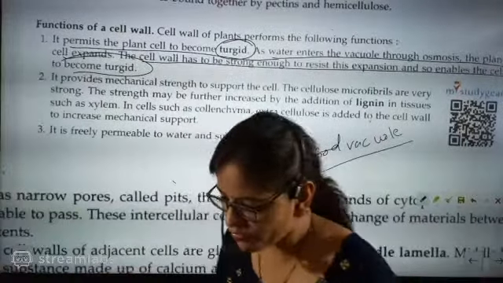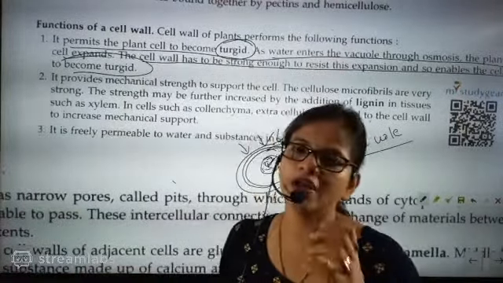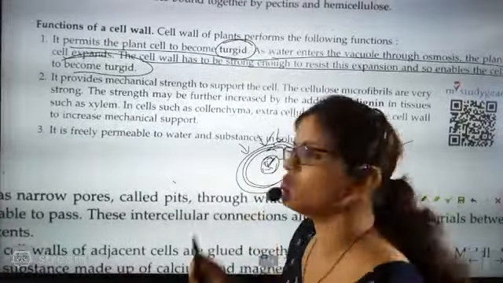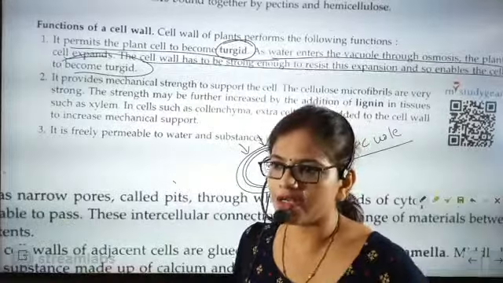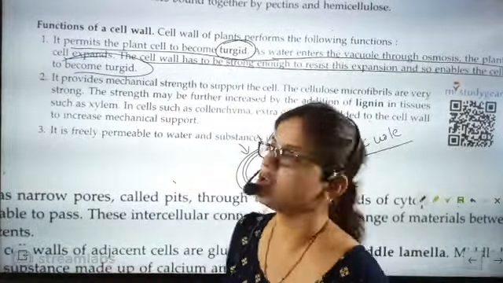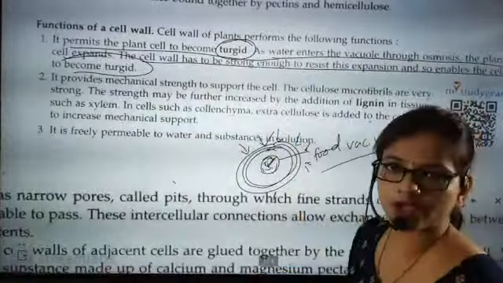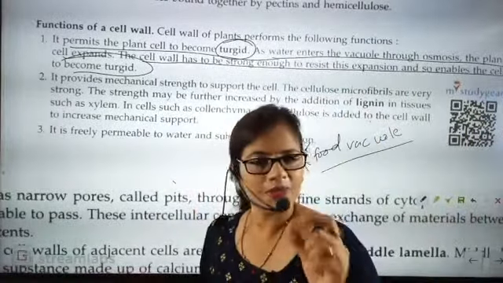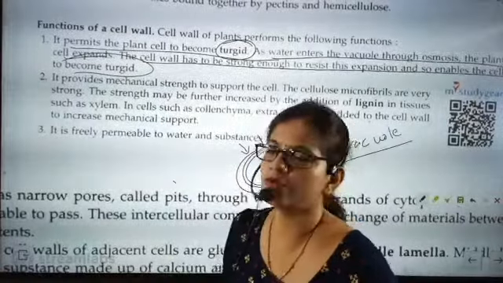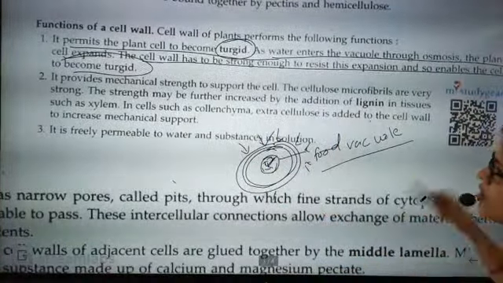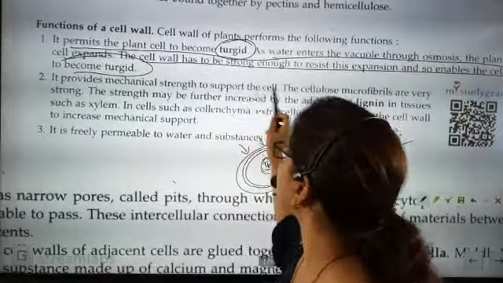Okay, food vacuole, beta, it is the storage organelle. By the word food vacuole you have to understand that water, nutrients and some content are stored here. Plant cells have big food vacuoles, animal cells have small food vacuoles. Now, the second important point: it provides mechanical strength and support to the cell.